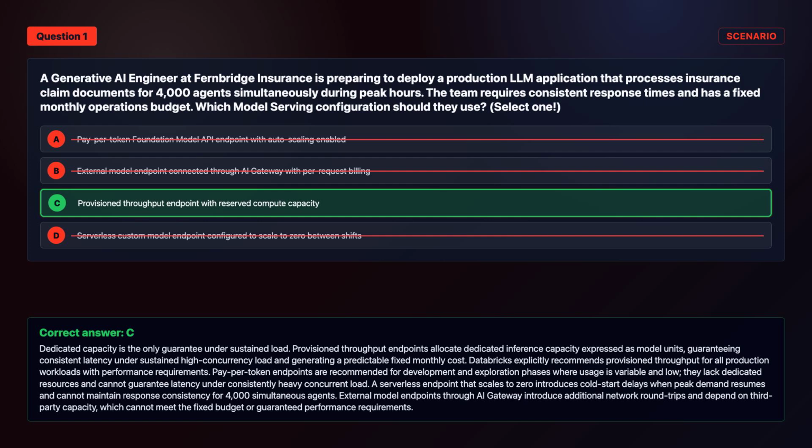Pay-per-token endpoints are recommended for development and exploration phases where usage is variable and low. They lack dedicated resources and cannot guarantee latency under consistently heavy concurrent load. A serverless endpoint that scales to zero introduces cold start delays when peak demand resumes and cannot maintain response consistency for 4,000 simultaneous agents. External model endpoints through AI Gateway introduce additional network round trips and depend on third-party capacity, which cannot meet the fixed budget or guarantee performance requirements.